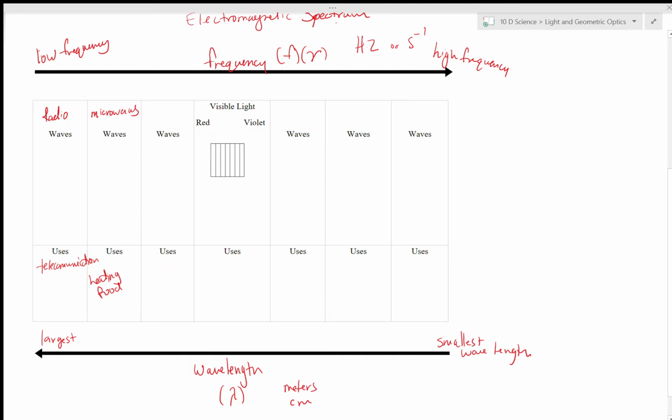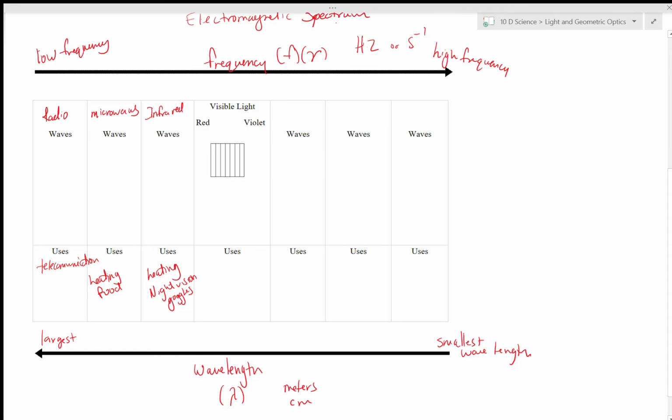Immediately in front of the microwaves, in terms of higher frequency and smaller wavelength, we have infrared waves or infrared radiation. In terms of uses, we usually use these for things like heating or night vision goggles. So those are some uses here.